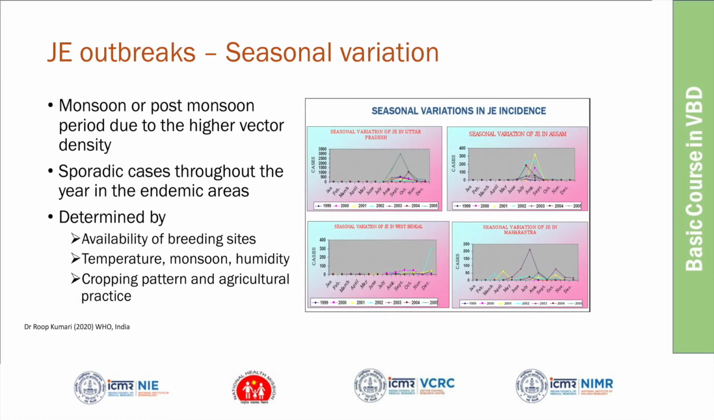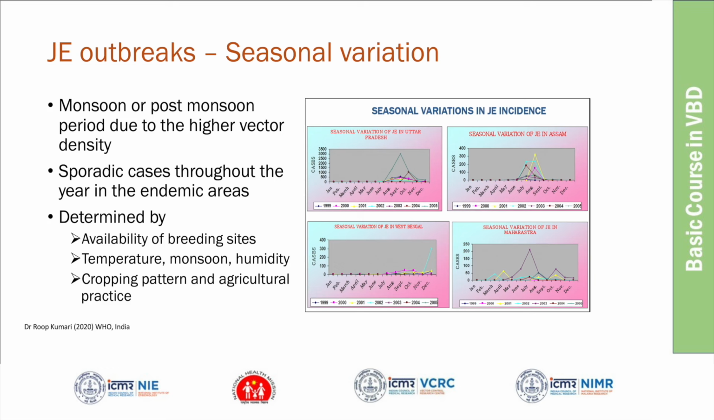If you look at the JE outbreaks' seasonal variation, we have witnessed JE outbreaks in Uttar Pradesh, Maharashtra, and West Bengal, primarily after the monsoon because of the high vector density. And there are sporadic cases that occur throughout the year in endemic areas. However, JE outbreaks predominantly occur during monsoon or post-monsoon because of the high vector density.